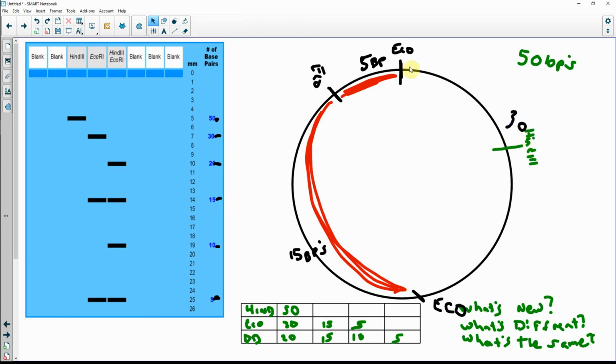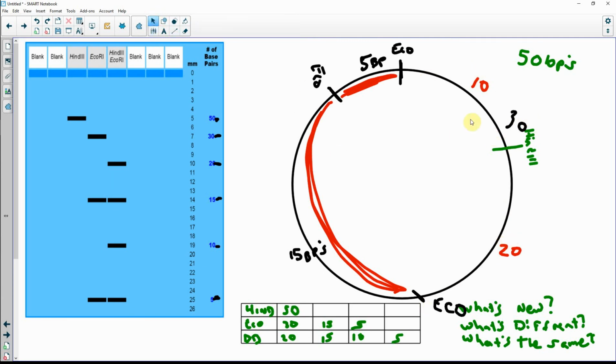Okay. So I know from one eco cut to my Hindi, from eco to eco is 30, but from eco to Hindi is going to be 10 bases. And from Hindi back to eco, that's going to be the other 20 bases. Both of these add up to 30. So I'm still going eco to eco, 30. But eco to Hindi, 10. And Hindi back to eco is 20.